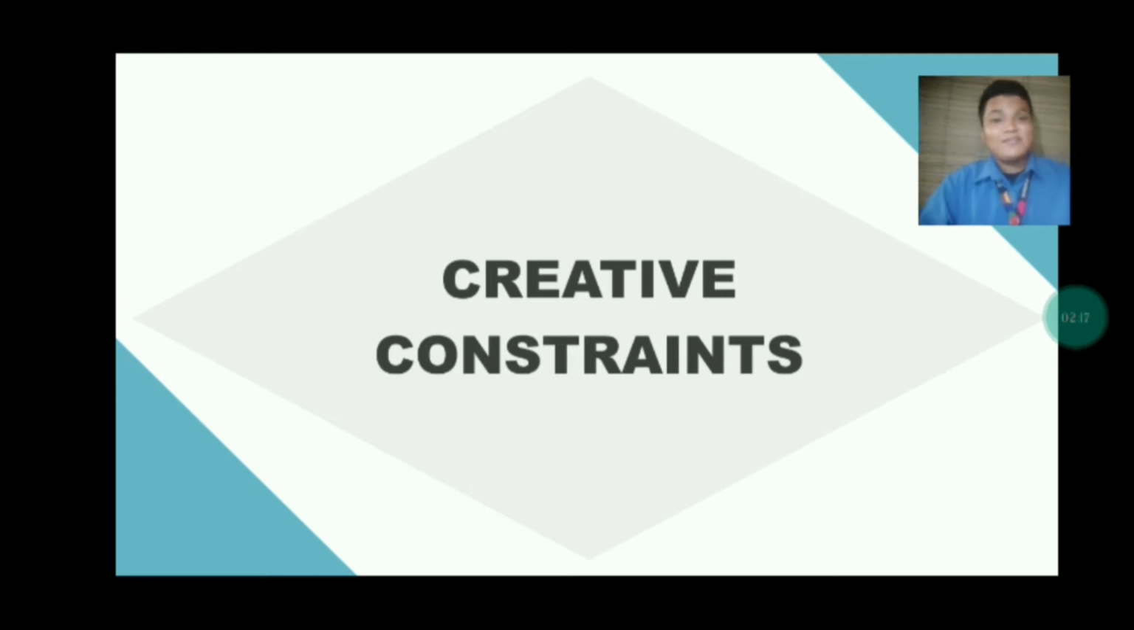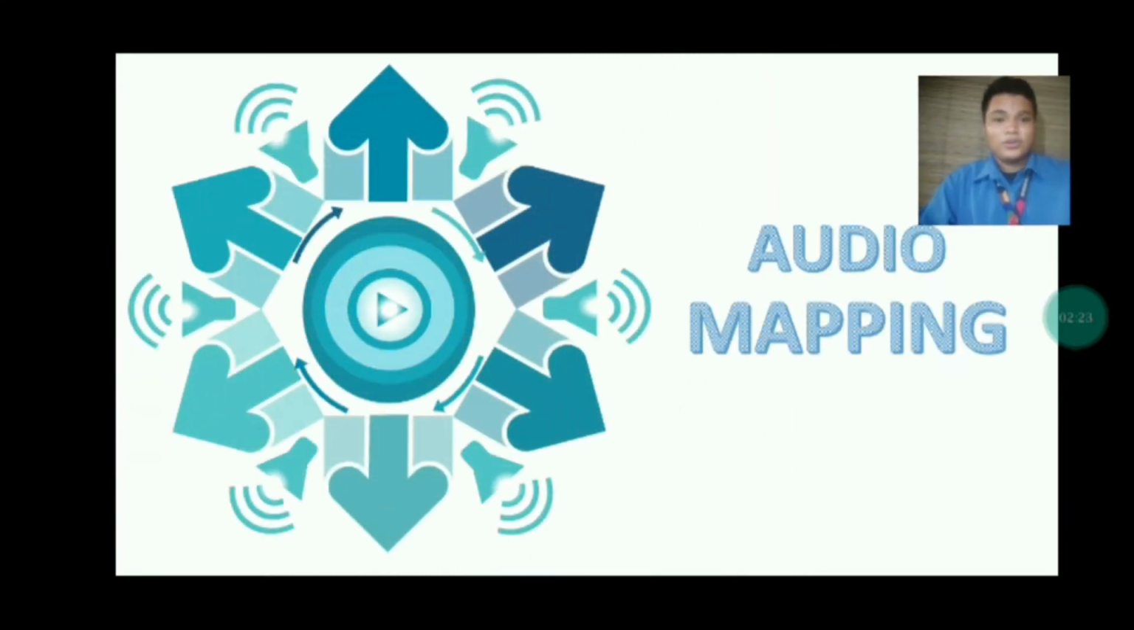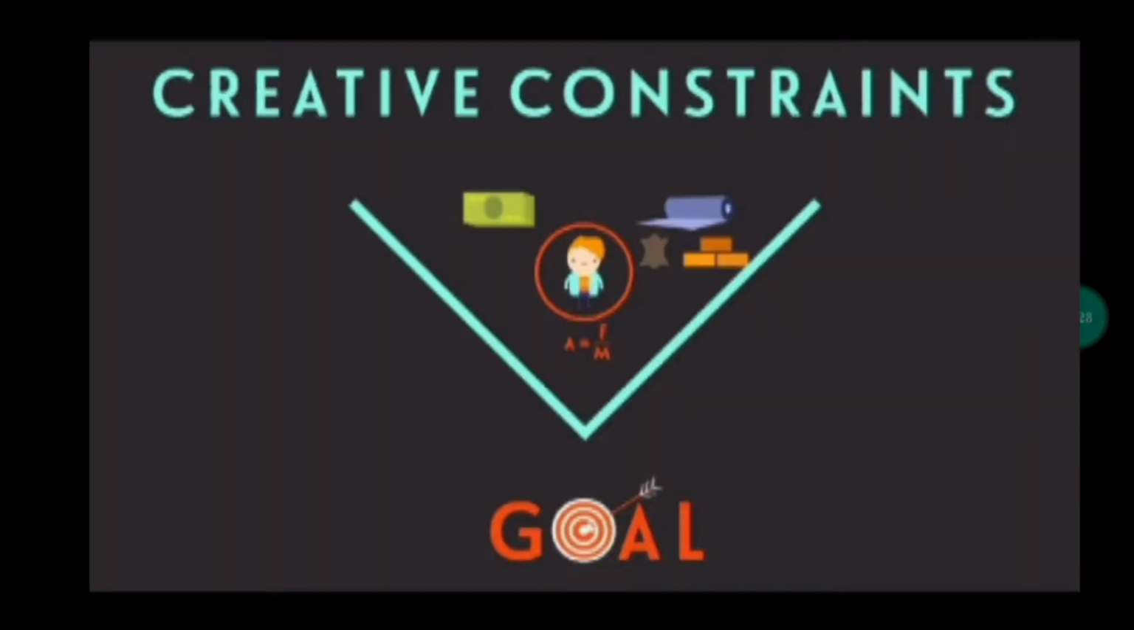Now let's have an individual activity, and I call this activity audio mapping. I want you students to listen attentively to the converted audio file, and after listening to it, I want you to create a concept map within 5 minutes about the possible key points of the power of creative constraints using a photo editing or graphic organizer maker application installed on your phone. Now, 5 minutes starts now.